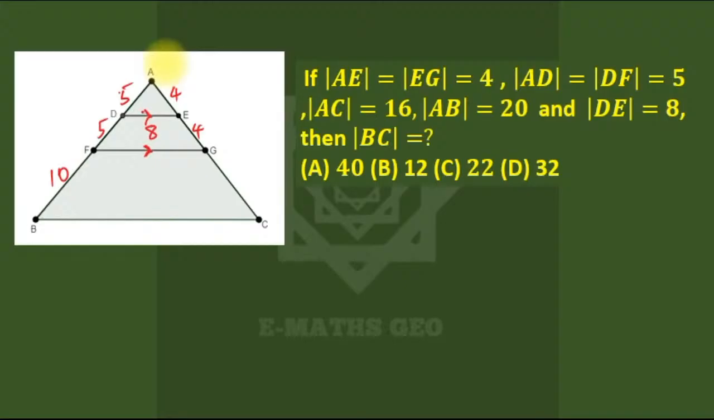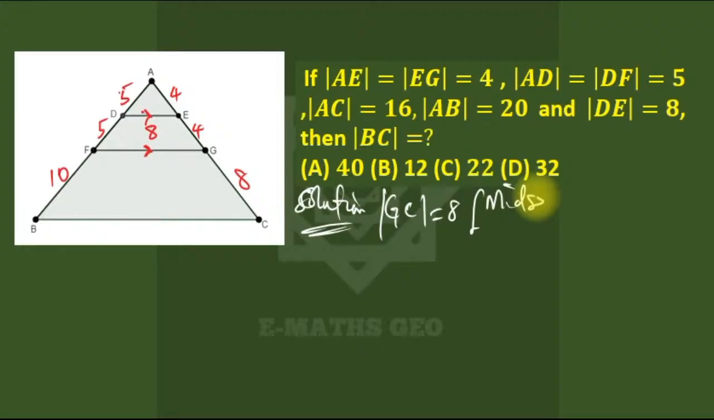Okay. This just shows that for this to be the middle of this, G is also the middle. So here should be, since here is 8, here is 8. So I'm saying that GC is equal to 8 by the mid-segment theorem.